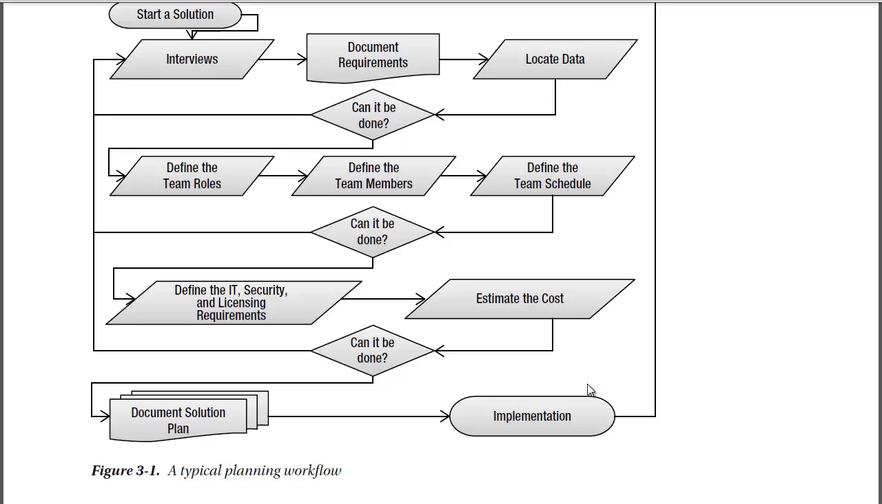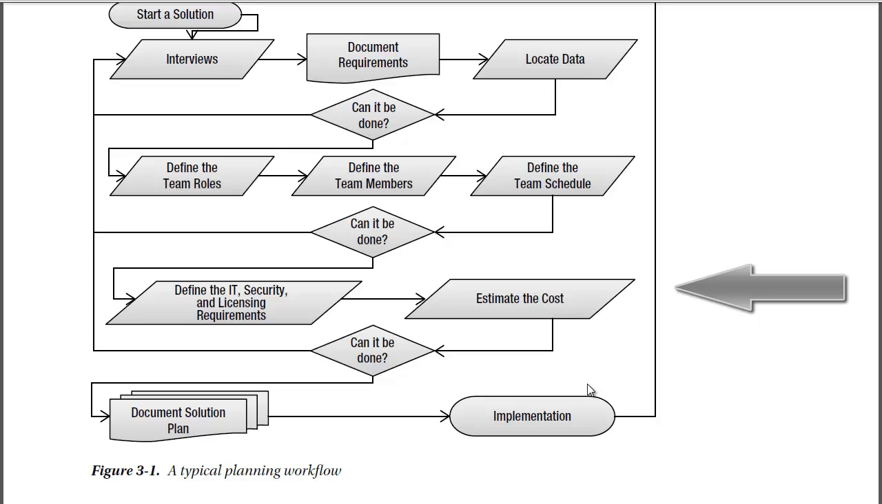Now, if on the other hand, you are successful in finding team members and coming up with a schedule that's going to work, you can move on to defining the IT security and licensing requirements to make sure that it's going to be something that can be done either legally or effectively within the network environment you're in. Sometimes those are unfortunately the showstoppers. Of course, another big showstopper is how much it's going to cost. It's great to have a fantastic plan, but if nobody can afford it, it's not going to do much good.